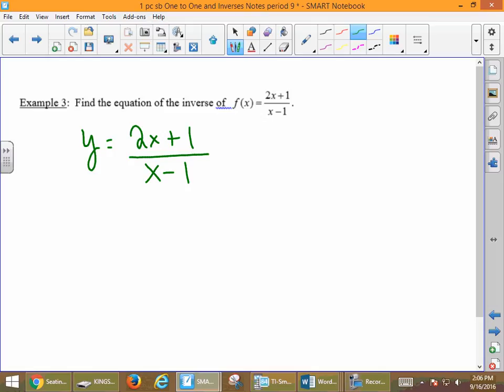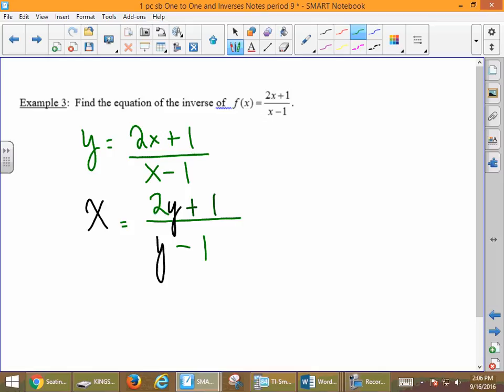But we have more than one x in this problem. So what that means for us is that all of the x's have to have a y when we replace. So x is going to replace the y. But over here on the other side, we're going to have 2y plus 1 over y minus 1. So we had to replace all of the x's with the y's.